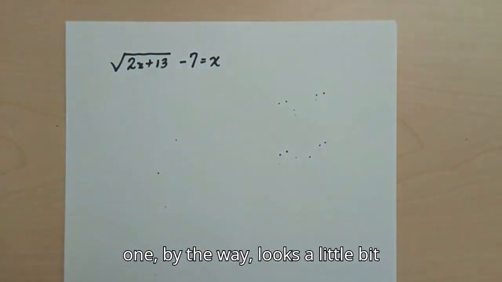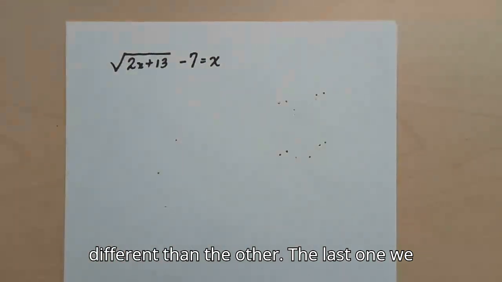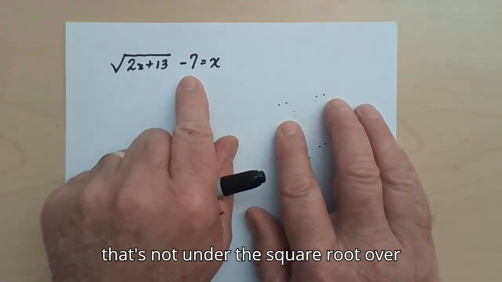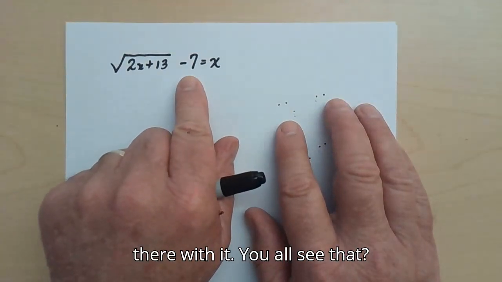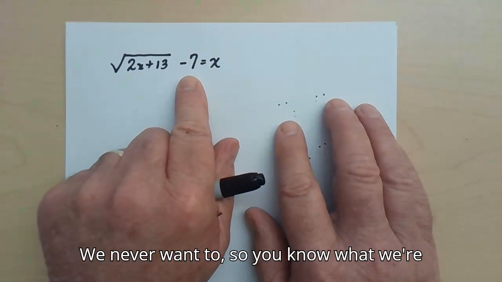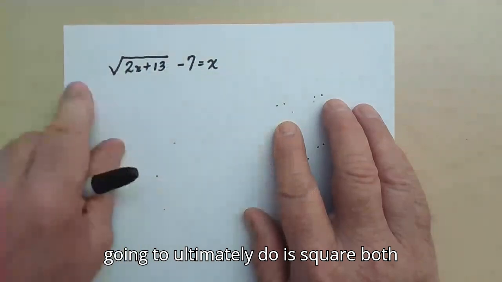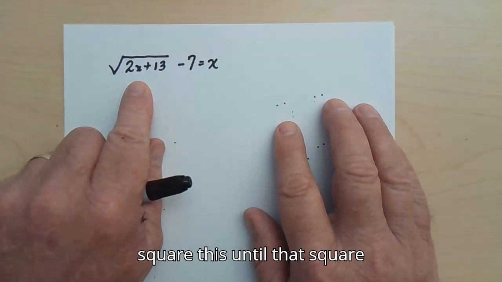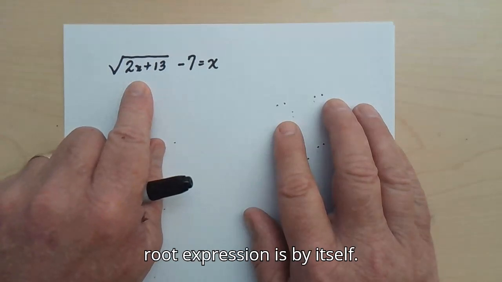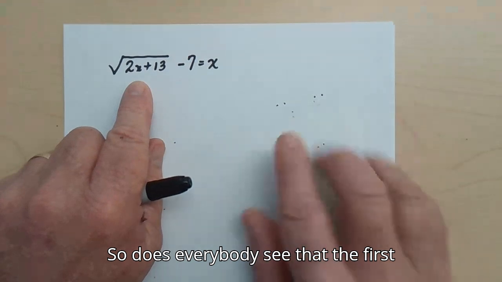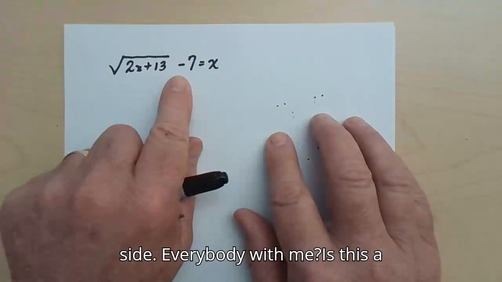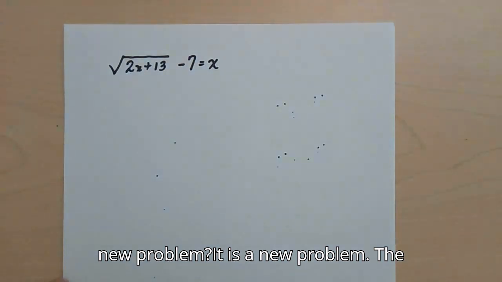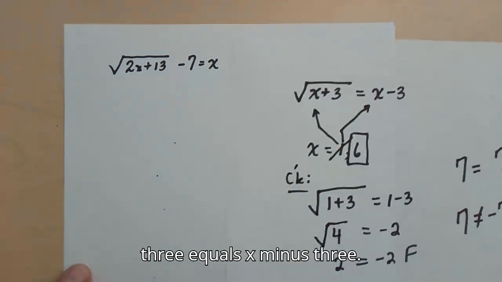This one, by the way, looks a little bit different than the last one we did. What looks different is the fact that we've got this square root expression, but we've got something that's not under the square root over there with it. Do y'all see that? So you know what we're going to ultimately do is square both sides of this equation. We do not want to square this until that square root expression is by itself. So does everybody see that the first thing I've got to do is add 7 to each side? Everybody with me? Is this a new problem? It is a new problem. The last one was the square root of x plus 3 equals x minus 3.